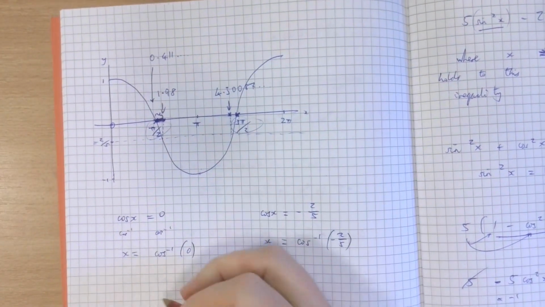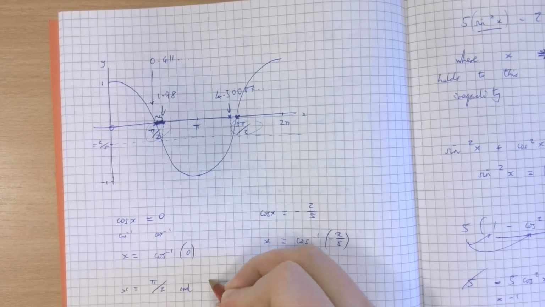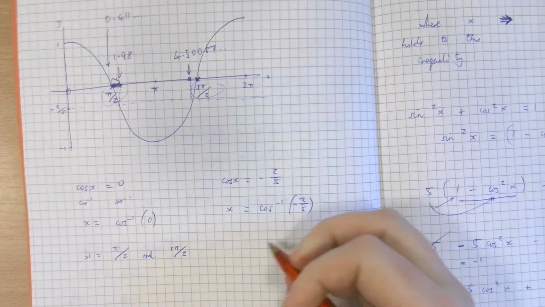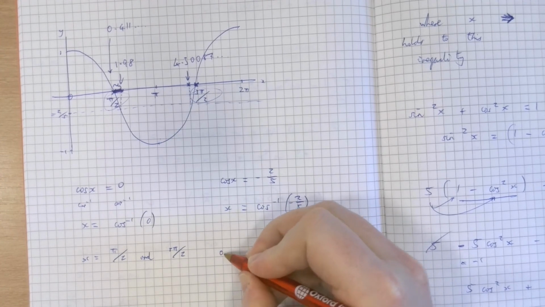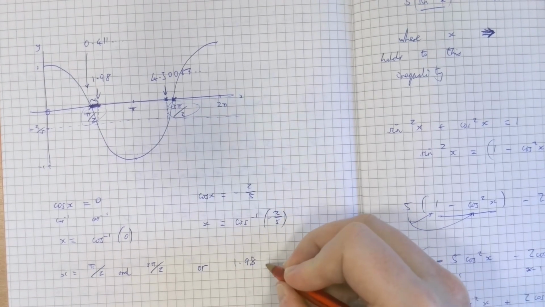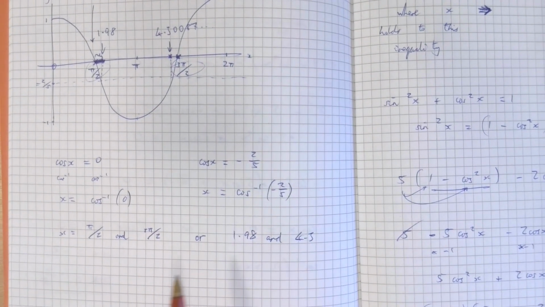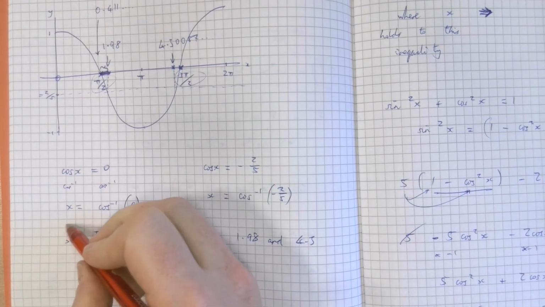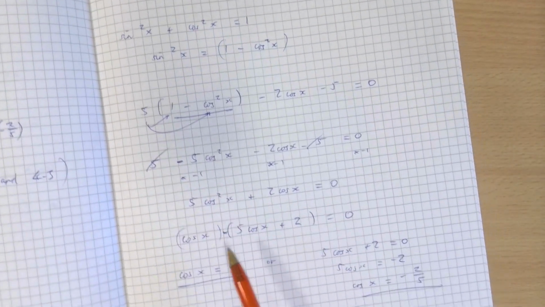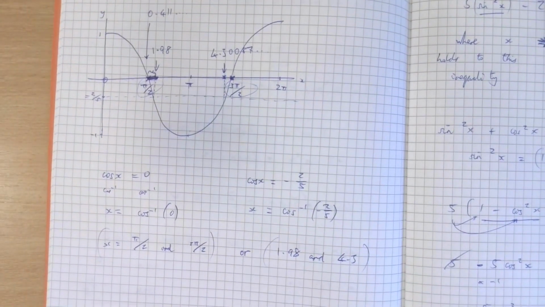So what are my solutions? My solutions are pi over 2 and 3 pi over 2 for the cos value associated with 0, and, or, because this is a quadratic, 1.98 and 4.3. Okay, so there are actually 2 pairs of possible solutions depending on which one of these brackets is equal to 0 in this quadratic. Okay?